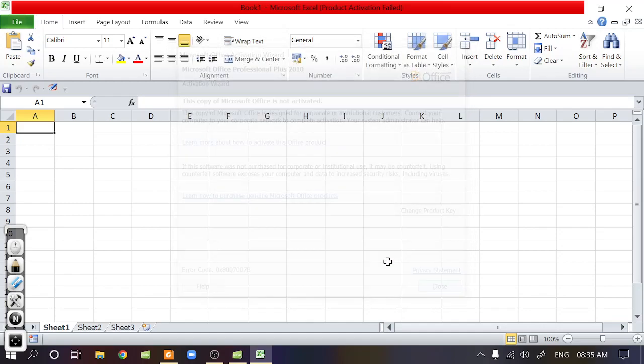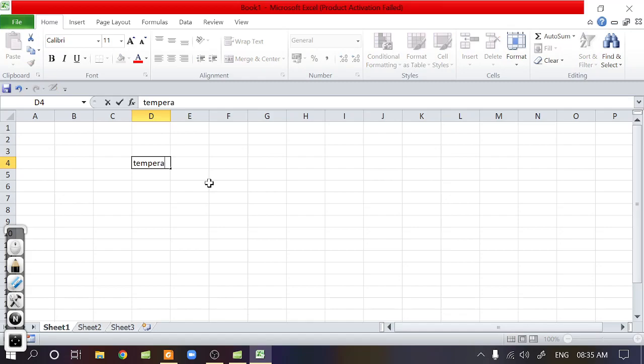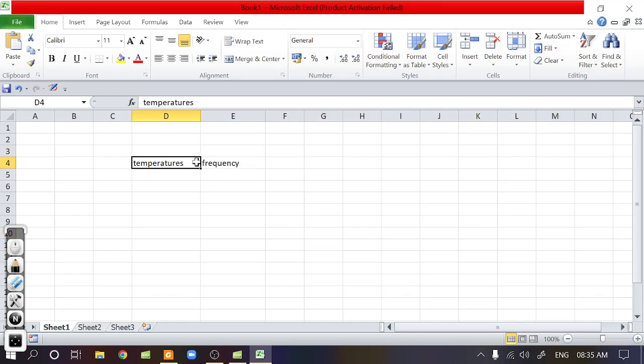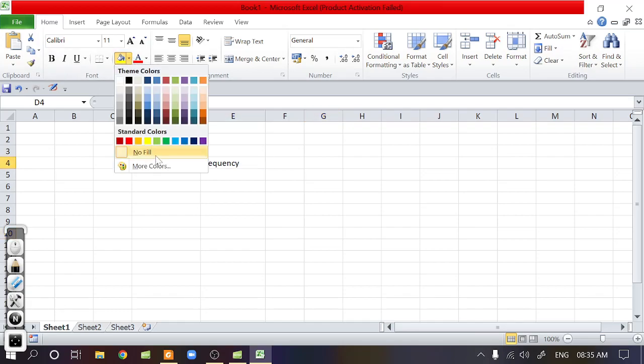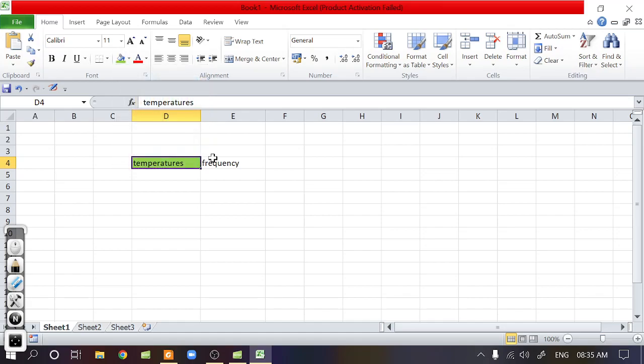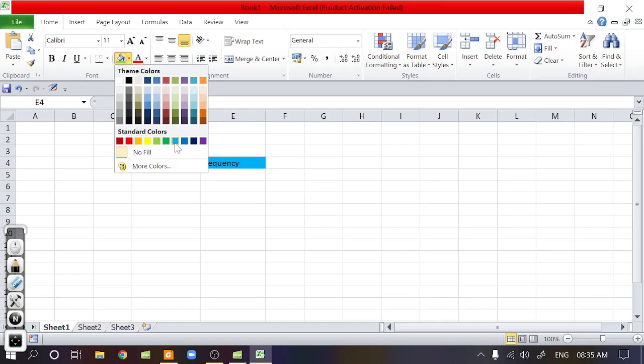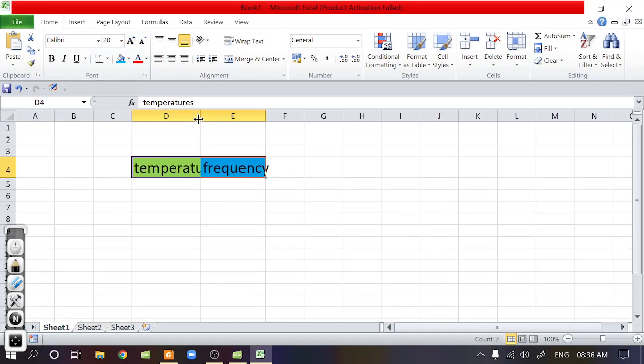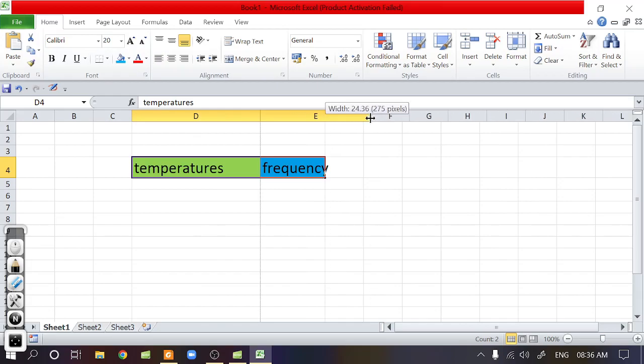And write down here as temperatures. Next we have temperatures and then frequency. So make it big. This one we can put one color, and this one we can put another color, and make these fonts big. That will work. So this much is fine, right?